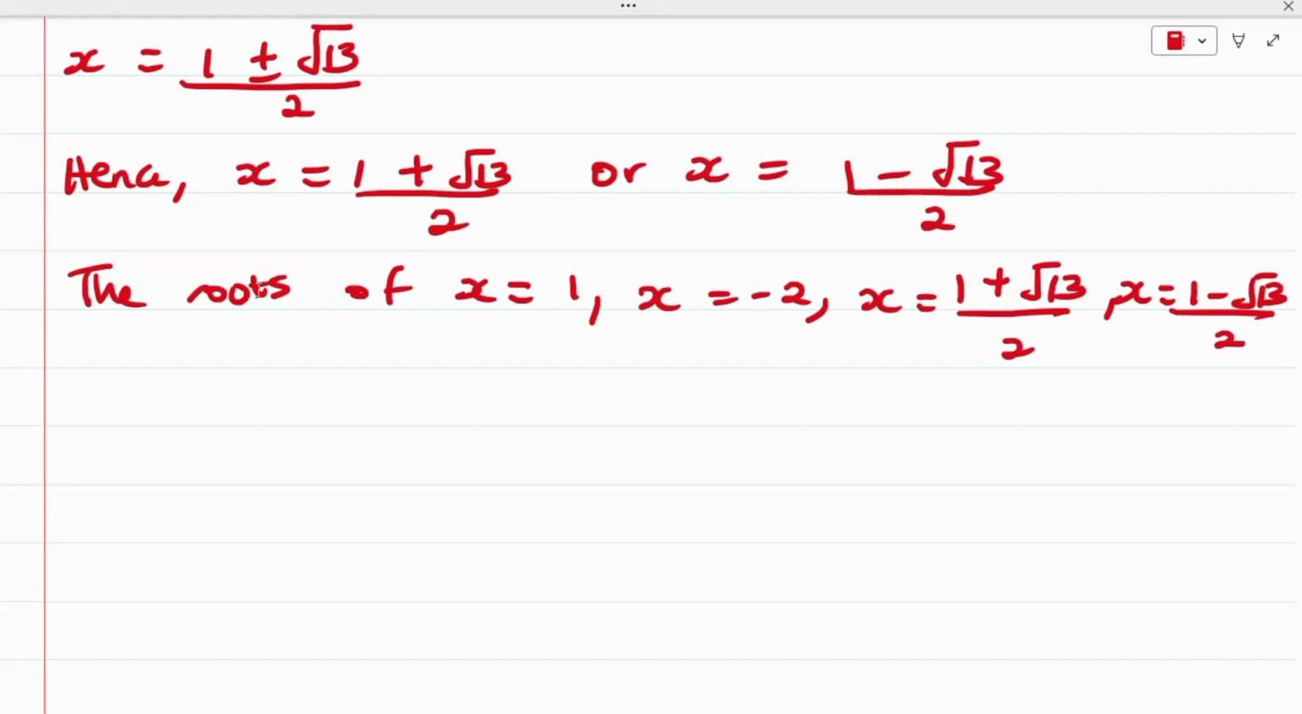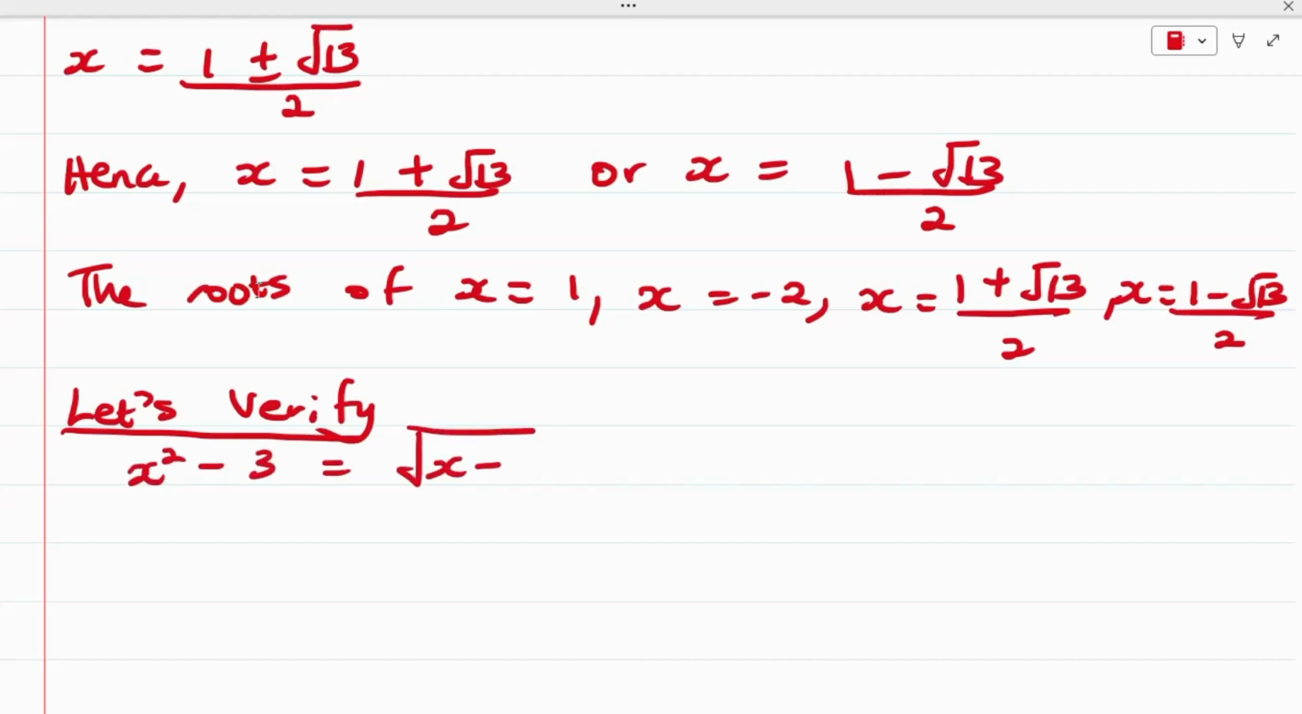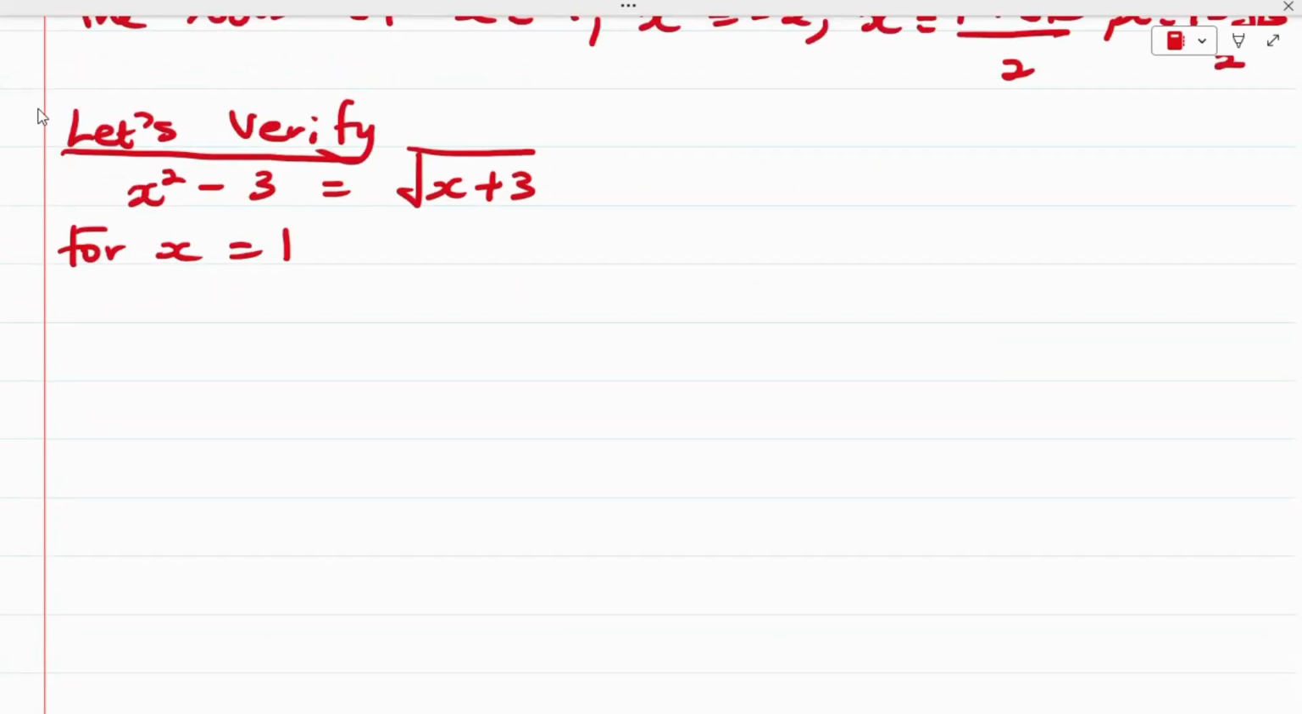So the next thing we want to do is to simply verify for us to be able to get the valid solution for x. So right here we have, let's verify. Well, we have the original question right here to be x squared minus 3 is equals to the square root of x plus 3, right? So we are going to verify for x equals to 1. So for x equals to 1, we have 1 squared minus 3 is equal to the square root of 1 plus 3.